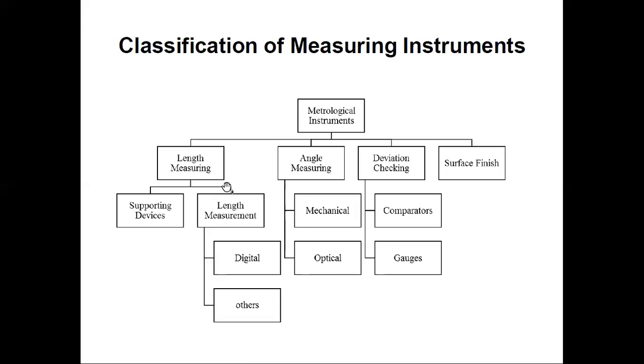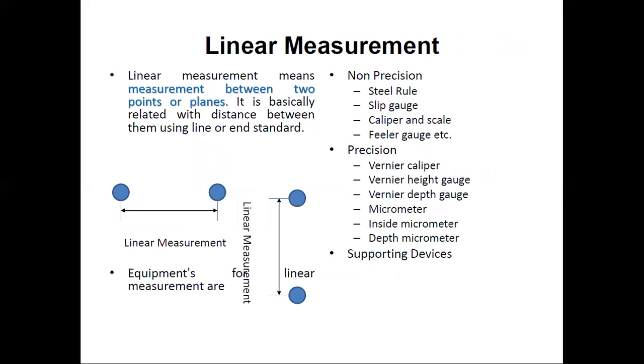In your first unit, we also see length measurement, angle measurement, comparators, and gauges. This part is already covered. So what is linear measurement? Here is one example. There are 2 points, and we have to measure the length or linear distance between these 2 points. So how can we measure?